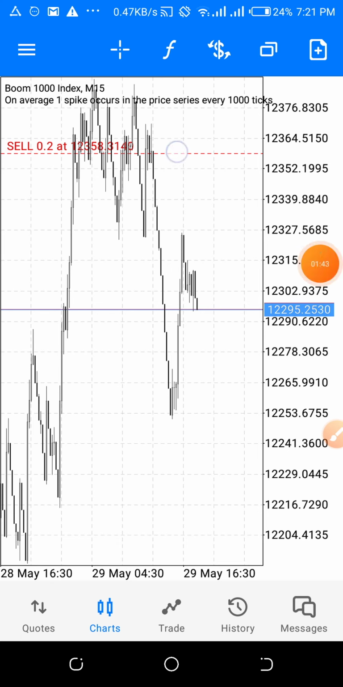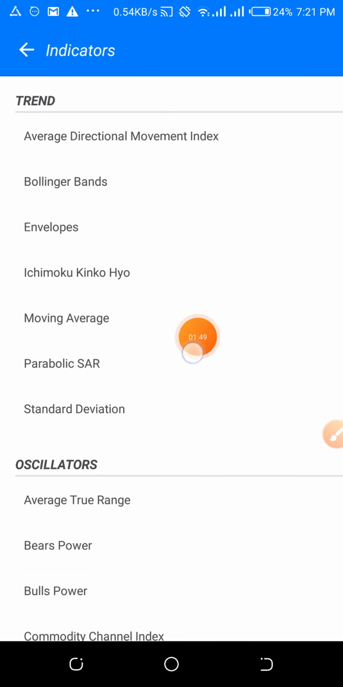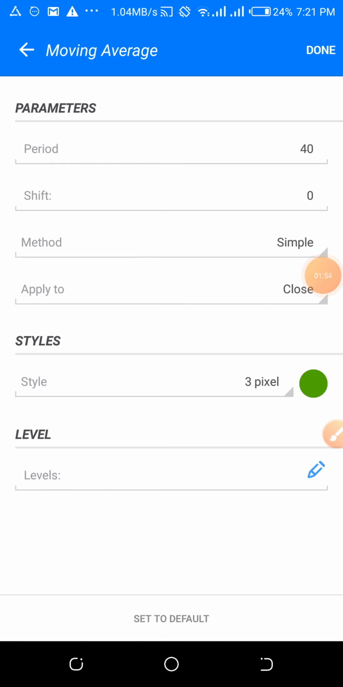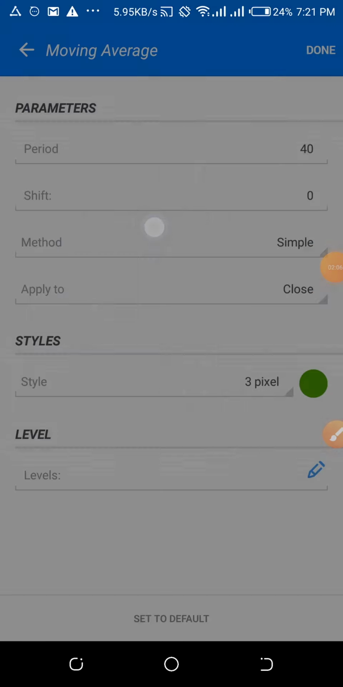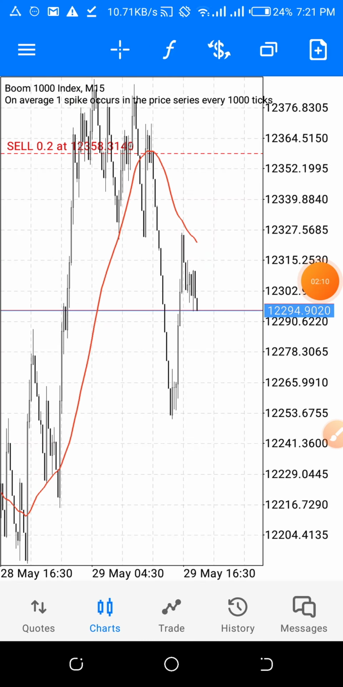First things first, you go to your indicators tab. What we need first is a moving average, which is to be on our main chart. The moving average I'll be using has a period of 40, and it's going to be simple. You apply to close and select the color that you want. Let me put on red. You don't have to select any levels, and you click on done.